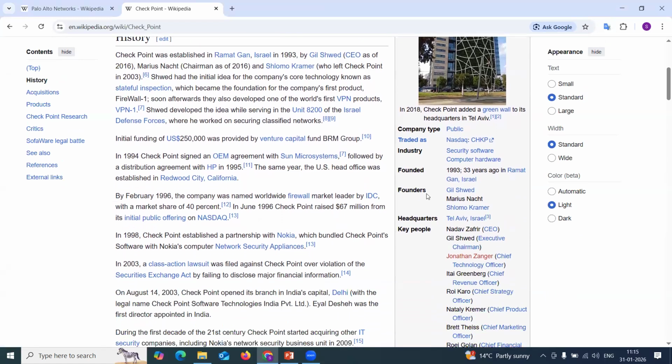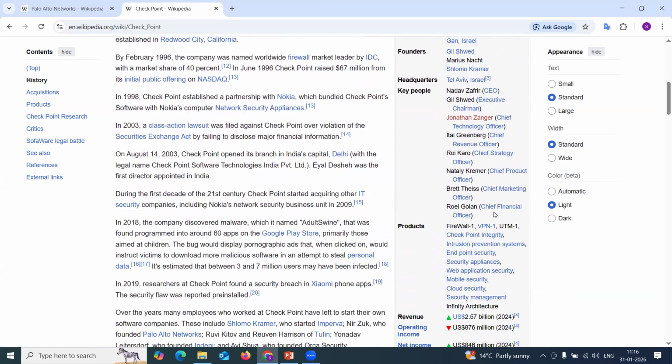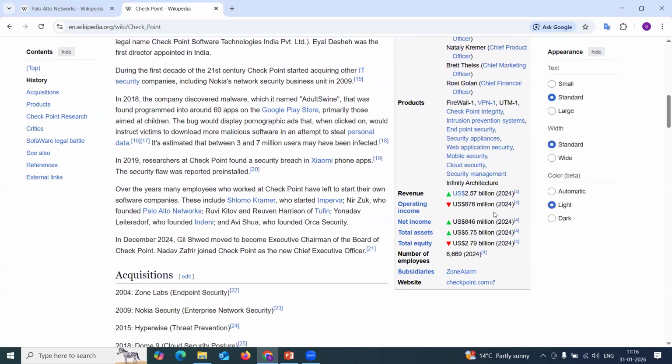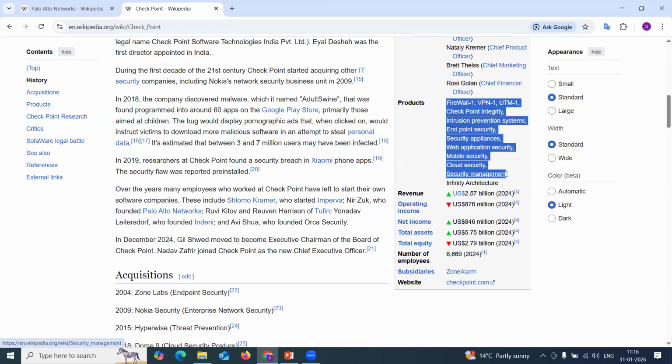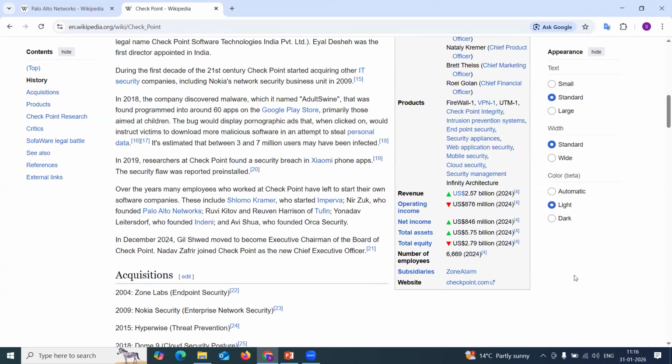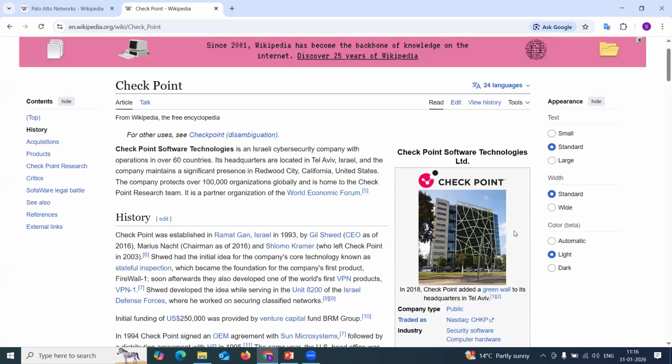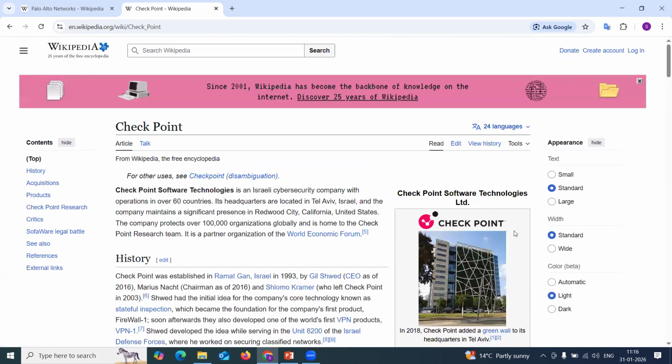Okay, Gil was the founder. Total three founders are there. And these were the products that they were dealing with. Now understand, why am I taking you guys to Checkpoint Firewall? We are currently having a session on Palo Alto, but I'm taking you to Checkpoint Firewall, right?